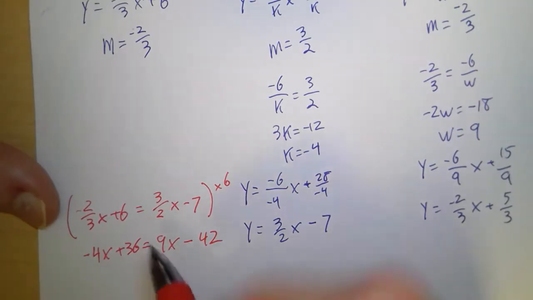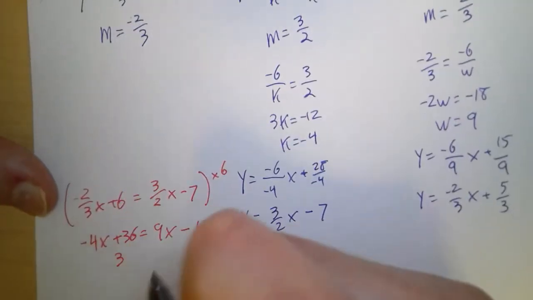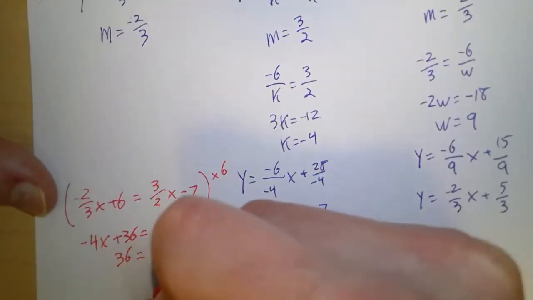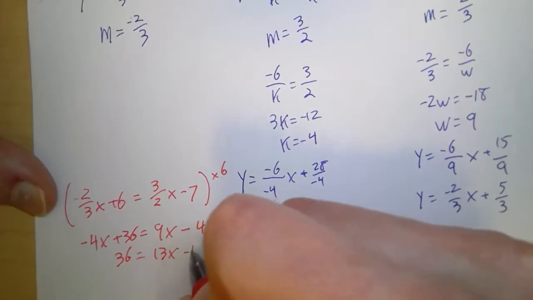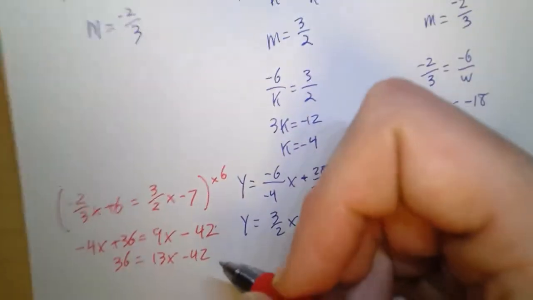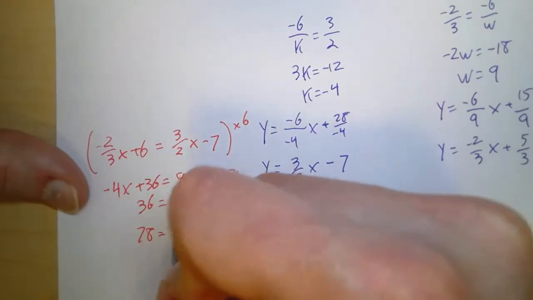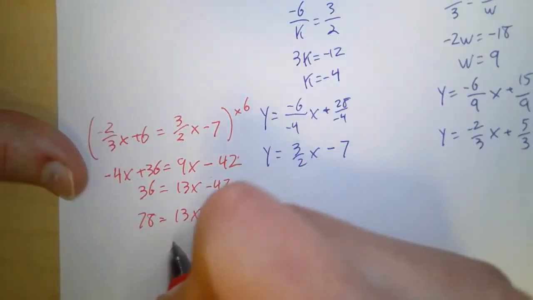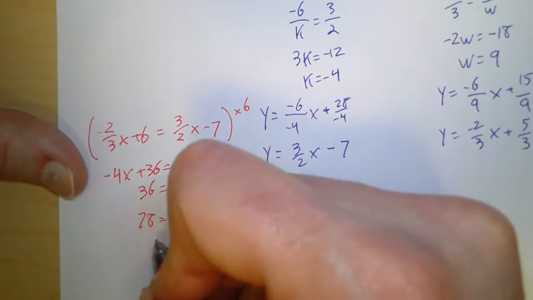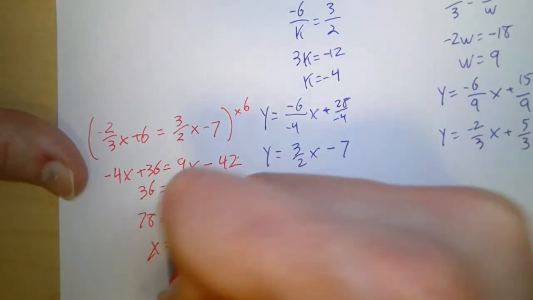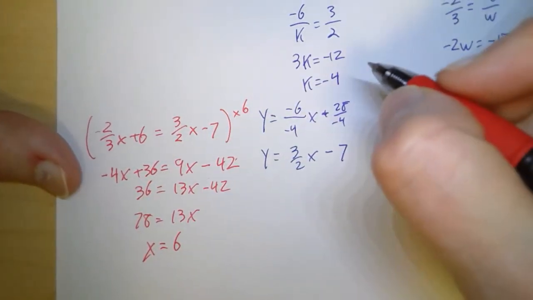So I need to just get x by itself. If I add 4x over, I get 36 equals 13x minus 42. If I add 42 over to the other side, I get 78 equals 13x. And if I divide by 13, we actually get a nice number. We get x equal to 6.